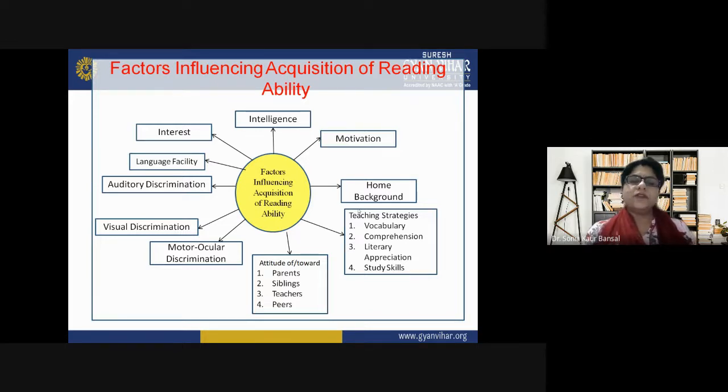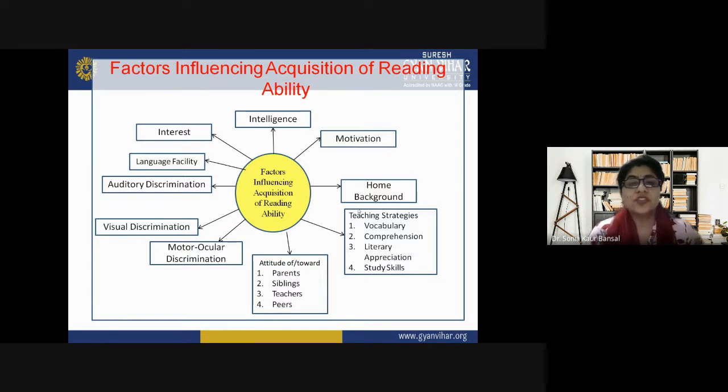Yes, IQ level matters a lot. Students of different IQ levels read differently. Actually, they decode the symbols in different ways. And this is the major factor, how they decode and how they comprehend anything.